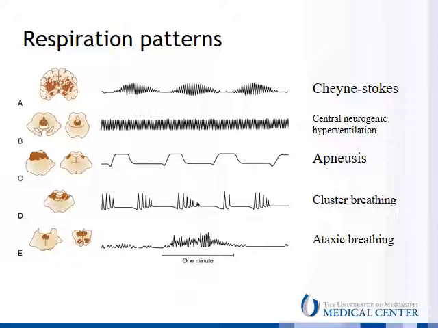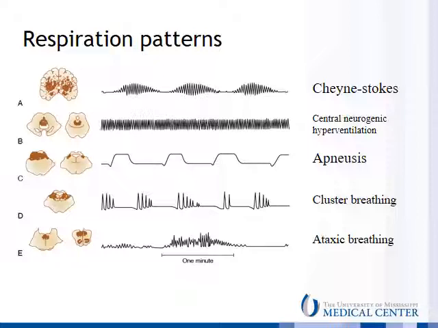Kussmaul breathing is a deep, regular respiration observed with metabolic acidosis. Apneustic breathing is a prolonged inspiratory gasp with a pause at full inspiration. It is caused by lesion of dorsal lateral lower half of pons.